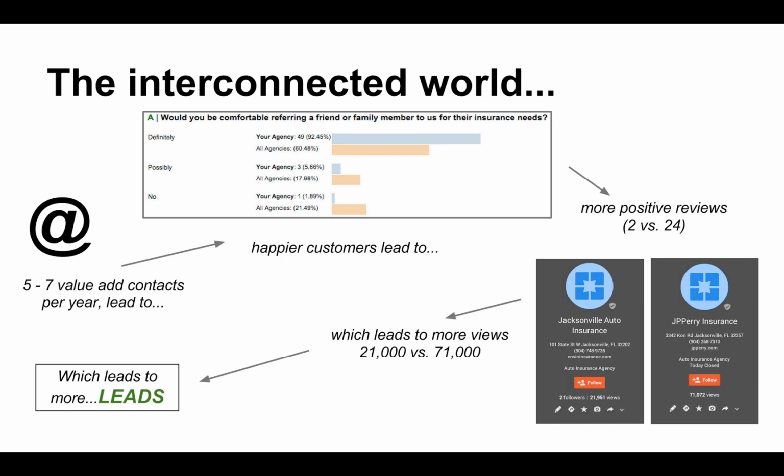Over in the bottom right, that left box where it says Jacksonville Auto Insurance, that's an agency. This is from their local search listing page in Google Plus. They have 2 reviews. The one on the right, JP Perry Insurance, has 24 reviews. What does that mean? It may be hard to see, but at the very bottom, right underneath the red follow box on the lower right, you see the agency on the left has received 21,951 views. The agency on the right, JP Perry, has received over 71,000 views, 5 times as many views.